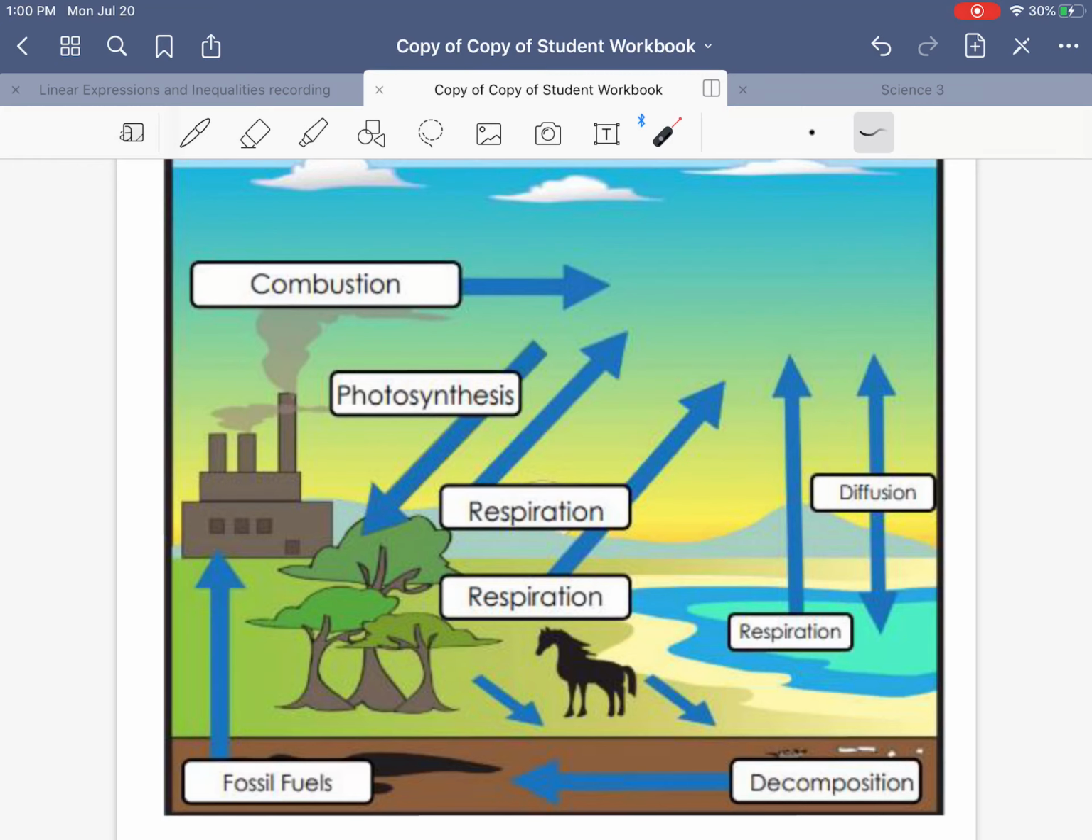Respiration, remember, the horse is alive. It's breathing. Okay. Trees are alive. They're breathing. In a sense, they're releasing carbon dioxide into the atmosphere. I'm sorry, they are releasing oxygen into the atmosphere.